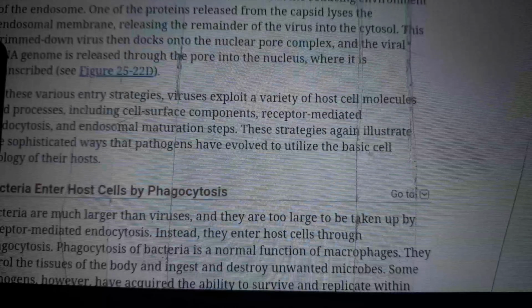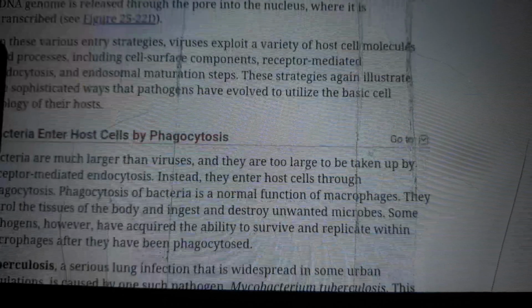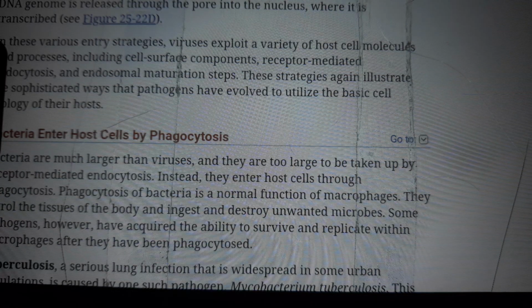inactive in the extracellular virus particle, probably because of interchanged disulfide bonds, but which is activated in the reducing environment of the endosome. One of the proteins released from the capsid lyses the endosomal membrane, releasing the remainder of the virus into the cytosol. This trimmed down virus then docks at the nuclear pore complex, and the viral DNA genome is released through the pore into the nucleus, where it is transcribed.